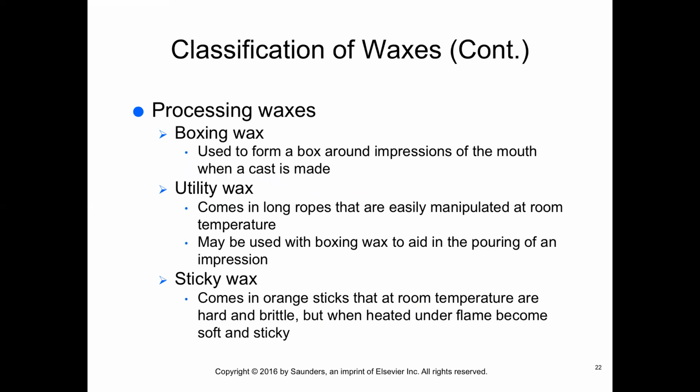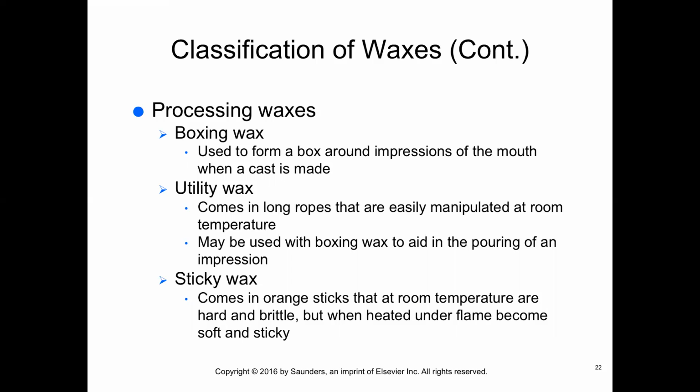The boxing wax limits the flow of the stone or gypsum material. Boxing wax is usually issued in red strips measuring 1.5 inches wide and 12 inches long, and about 1/8 of an inch thick. Boxing wax is soft and pliable enough at room temperature to be formed into the desired shape without heating.